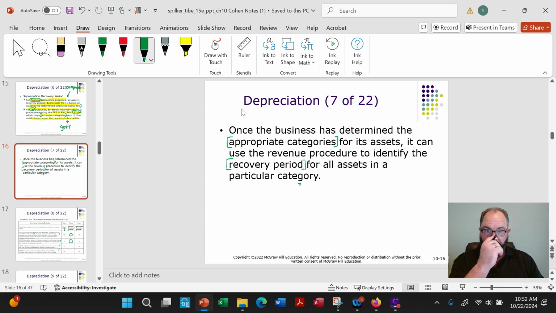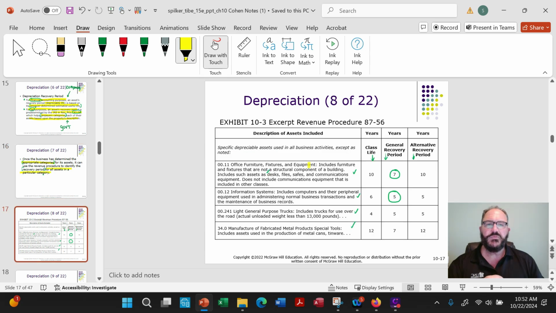Okay. By the way, check it out. Once they have determined the appropriate categories, you can use the revenue procedure to identify the recovery periods for all assets in a particular category. Okay. So once you know the category, you just use that straight going on. So here you go. Here are those items.